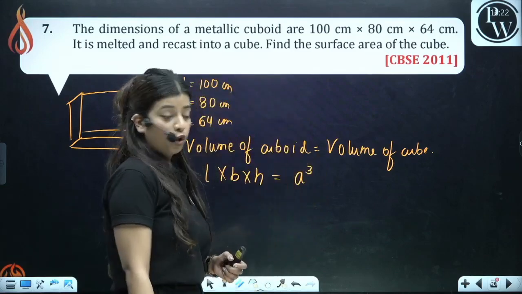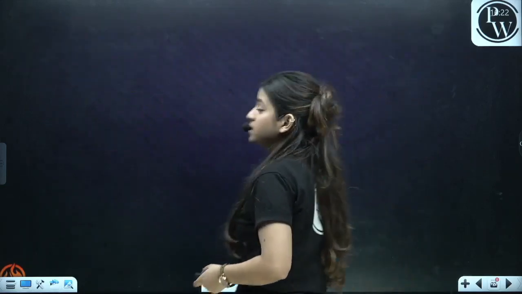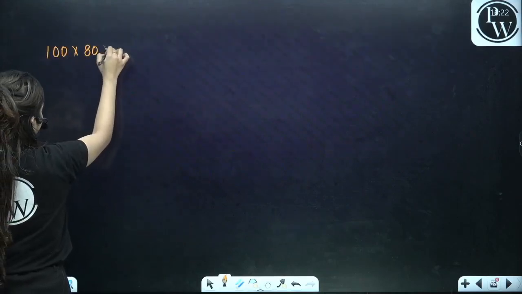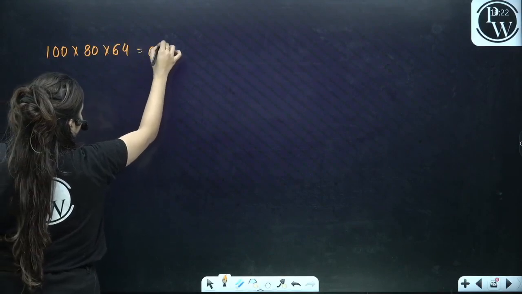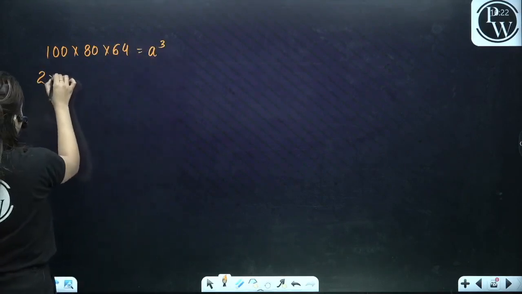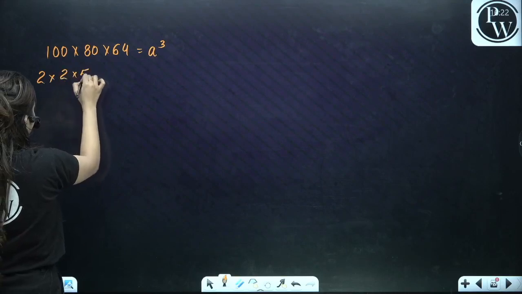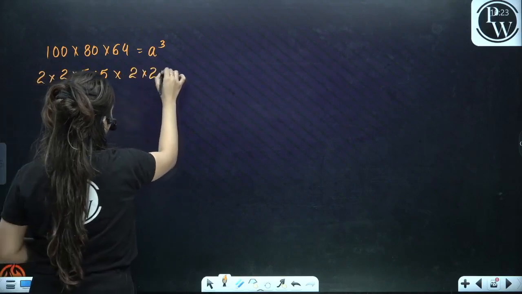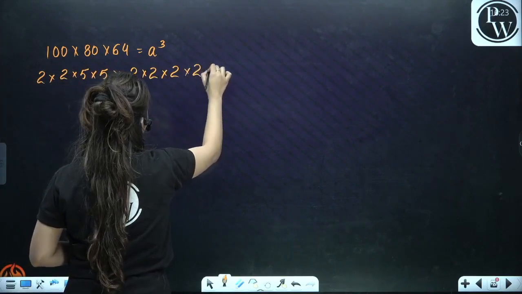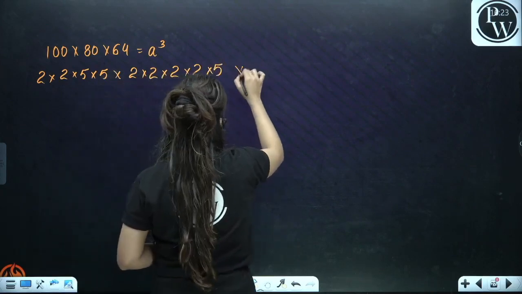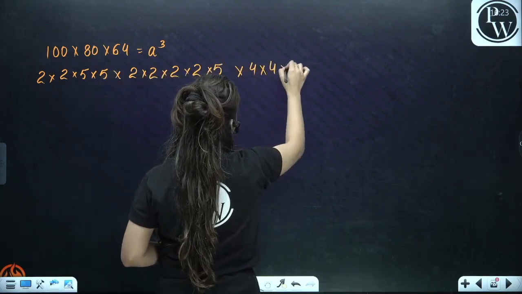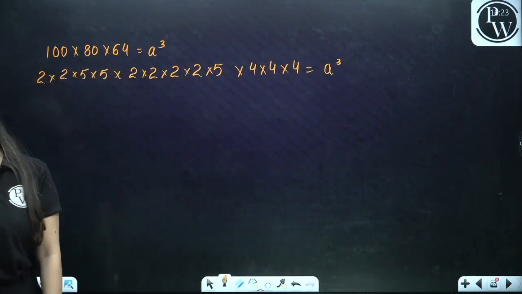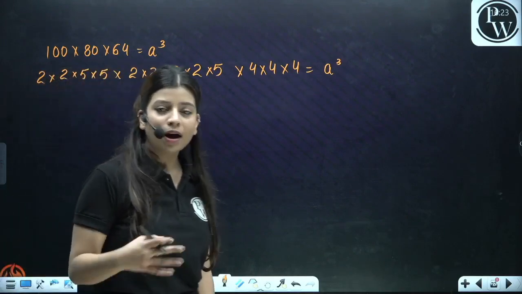A cube. Now, instead of multiplying all these, we will do prime factorization. That is 100 into 80 into 64 equals a cube. 100 can be written as 2 into 50, 2 into 25, 5 into 5. 80 can be written down as 2 into 40, 2 into 20, 2 into 10, 2 and 5. And 64 can be written as 4 into 4 into 4. Now this will be equal to a cube. Instead of multiplying everything, we just prime factorized it.